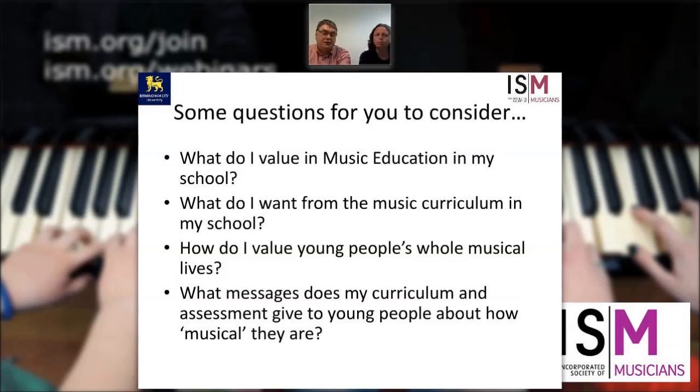Quite difficult to do, but I think one of the things that is worth looking at is what is going on in young people's whole musical lives, and how can that then be valued in the classroom, and what can be done with that information once you've found it out.